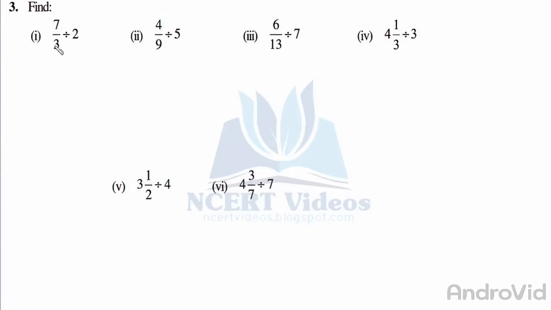Third, find. First, 7 over 3 divided by 2. Then second, 4 by 9 divided by 5. 6 by 13 divided by 7. 4 and 1/3 divided by 3. 3 and a half divided by 4. The last one is 4 and 3/7 divided by 7.